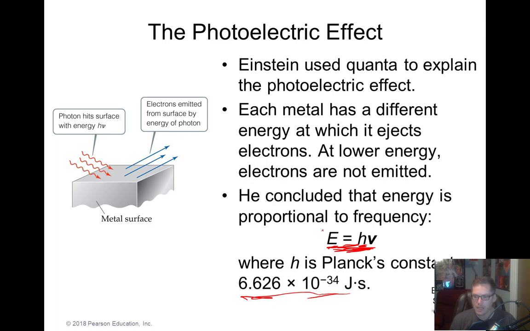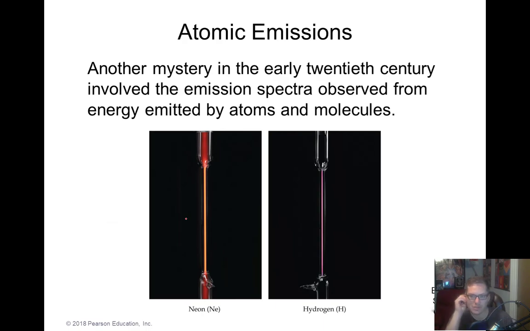So you can find the energy that's emitted by simply taking Planck's constant times the frequency of the energy that hit it. If we can find the frequency of this, we can find the energy that comes off of here. All right, so that's the photoelectric effect. And finally, we have atomic emissions.